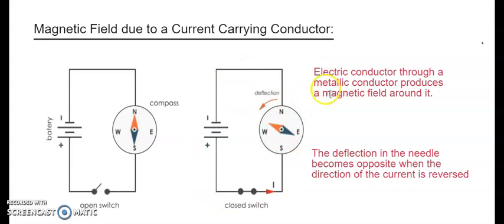Okay, when we shift the current, means if I am putting the battery in the reverse order like this in the same circuit, that means my plus is here and my negative is here, right? So the deflection should be on the right side. So when electricity passes through a metallic conductor, it produces a magnetic field around it. The deflection of the needle becomes opposite when the direction of the current is reversed.